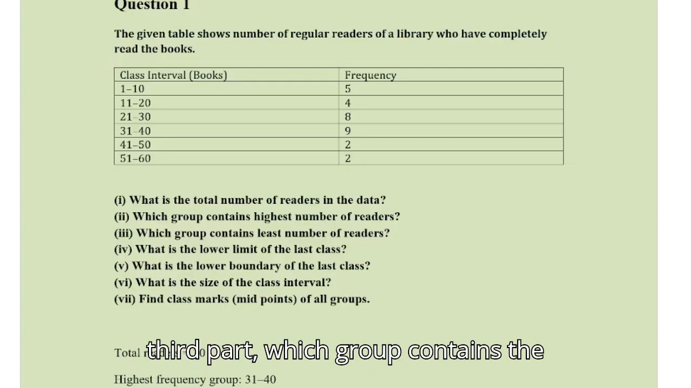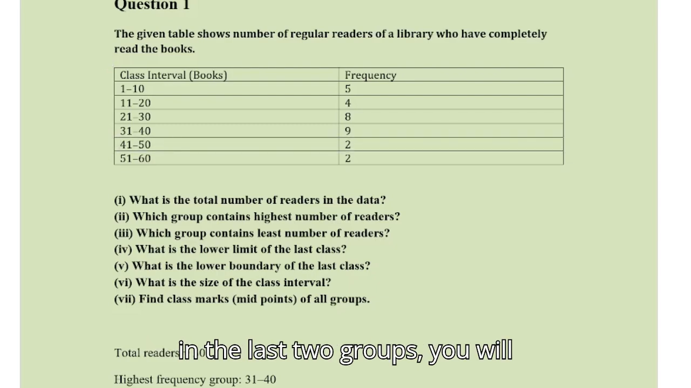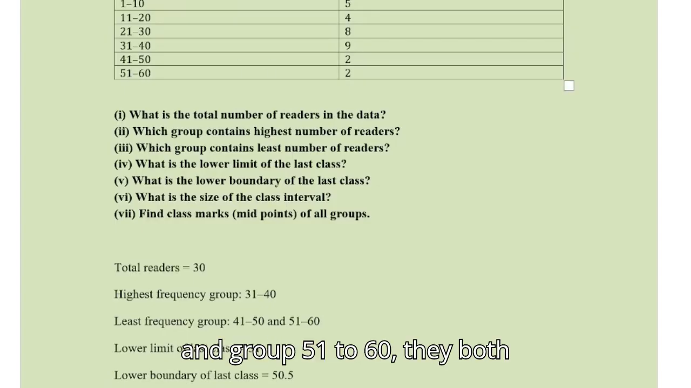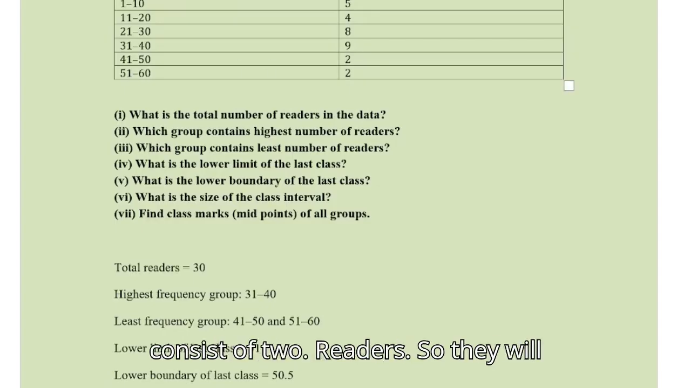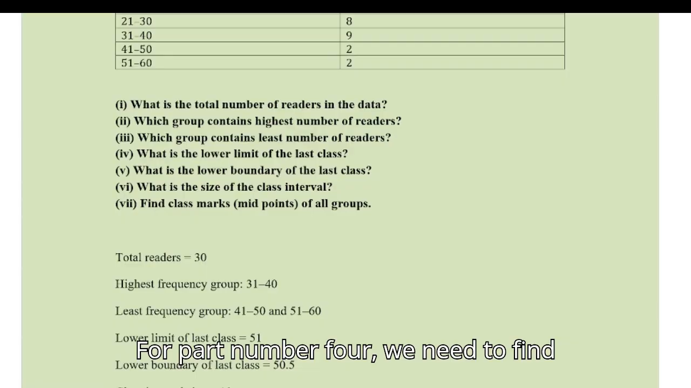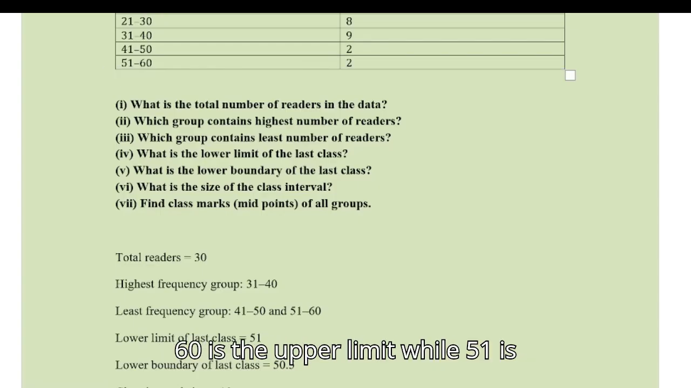And in the third part, which group contains the least number of readers? If you look at the last two groups, you will notice that the group 41 to 50 and group 51 to 60 both consist of 2 readers. So they will be the least frequency group. For part number 4, we need to find the lower limit of the last class. So 60 is the upper limit while 51 is the lower limit.